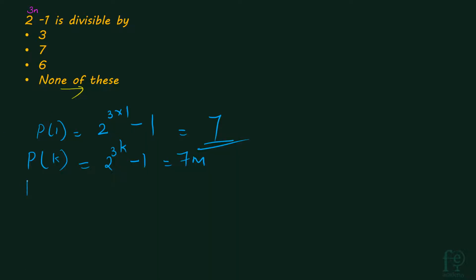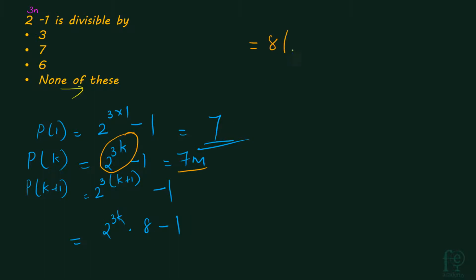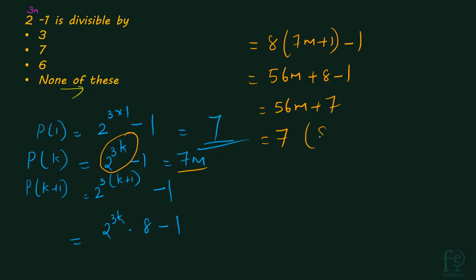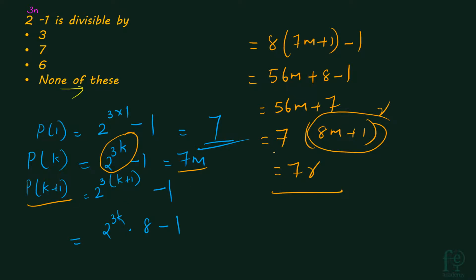So what is P of k plus 1? P of k plus 1 is equal to 2 raised to 3 into k plus 1 minus 1, which will be giving you 2 raised to 3k into 8 minus 1. So what you will be getting finally? 2 raised to 3k is 7m plus 1. So 8 into 7m plus 1 minus 1, which will be giving you 56m plus 8 minus 1, or 56m plus 7. So you will be getting 7 into 8m plus 1, or 7r, where r is equal to 8m plus 1. So P of k plus 1 is equal to 7r, which implies that P of k plus 1 is also a multiple of 7.